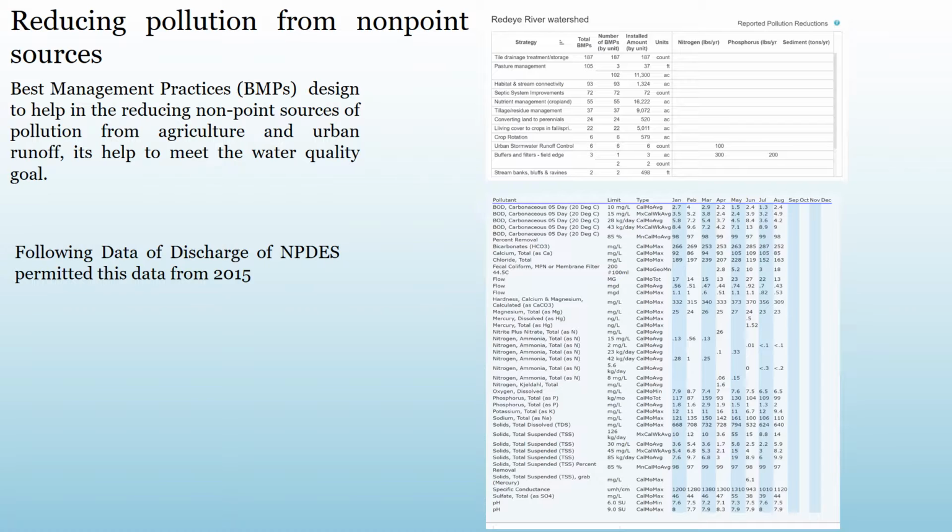If you see the second chart, which is given by the NPDES permit, it shows from 2015 how much of the following has been in the river from January to August. If you see, there is mercury dissolved, in milligrams. In January it was just 1.5, but in total the mercury dissolved was 1.52.